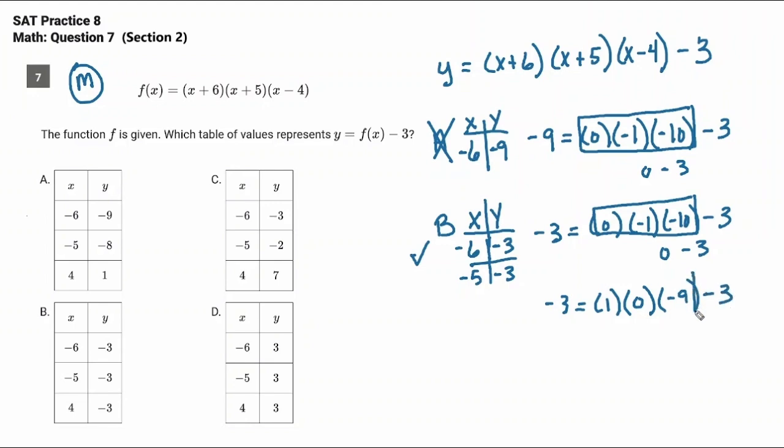So we've been doing this. All of this is what? 0. 0 minus 3. -3 equals -3. It does. Now let's use the pattern here.